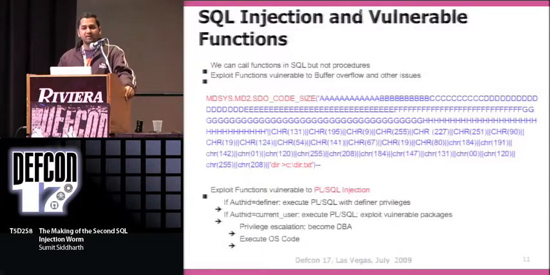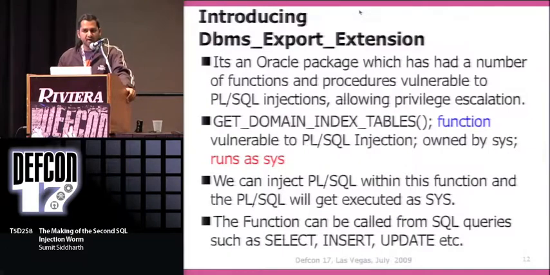If you are injecting PL SQL with AUTHID CURRENT_USER, then it means that now you can execute multiple statements, although you are not executing those statements with the high privileges. But because you can execute multiple statements, you can exploit vulnerable packages, and again, indirectly do privilege escalation, and then again become DBA. And essentially, using these two vectors, once you become DBA, then you can execute OS code. So Oracle has had this package, DBMS_EXPORT_EXTENSION, which has had a series of vulnerabilities in the past.